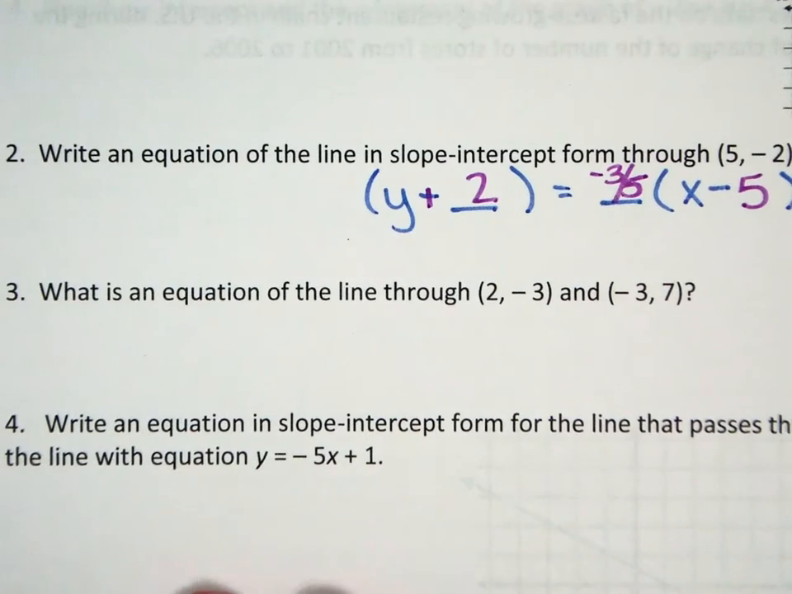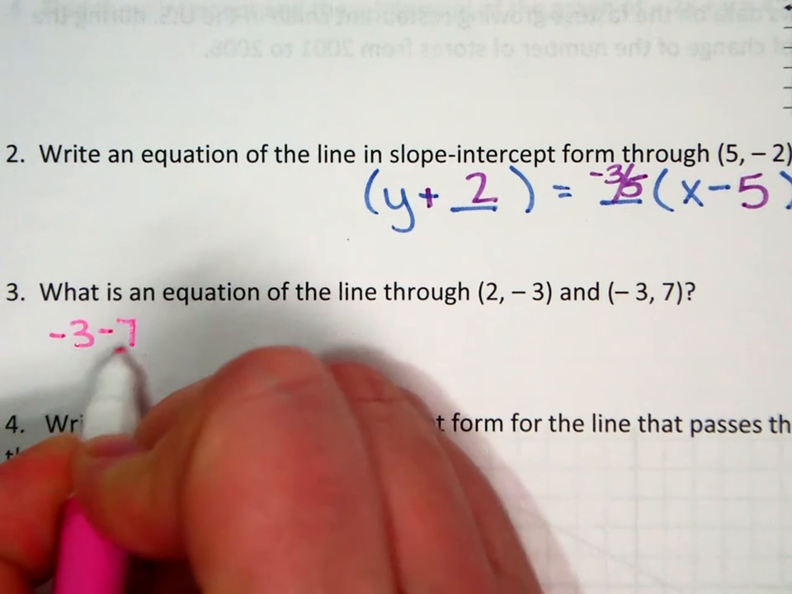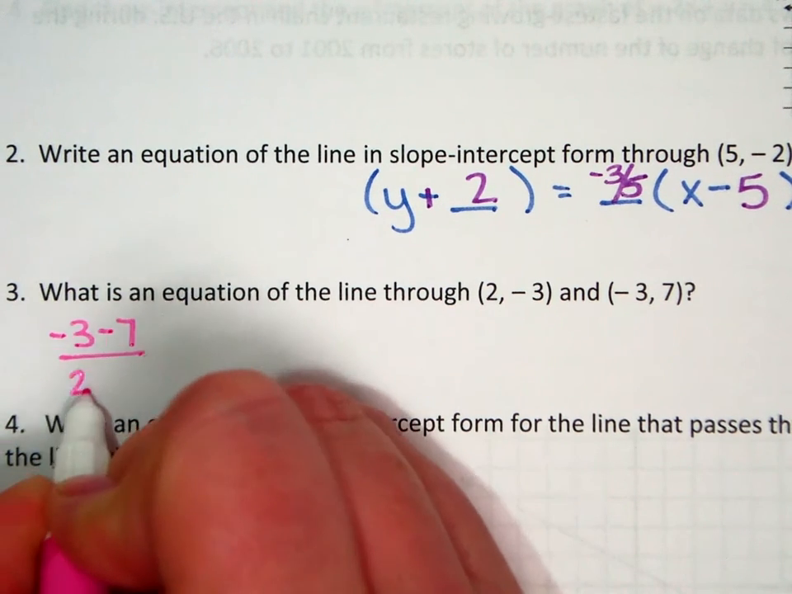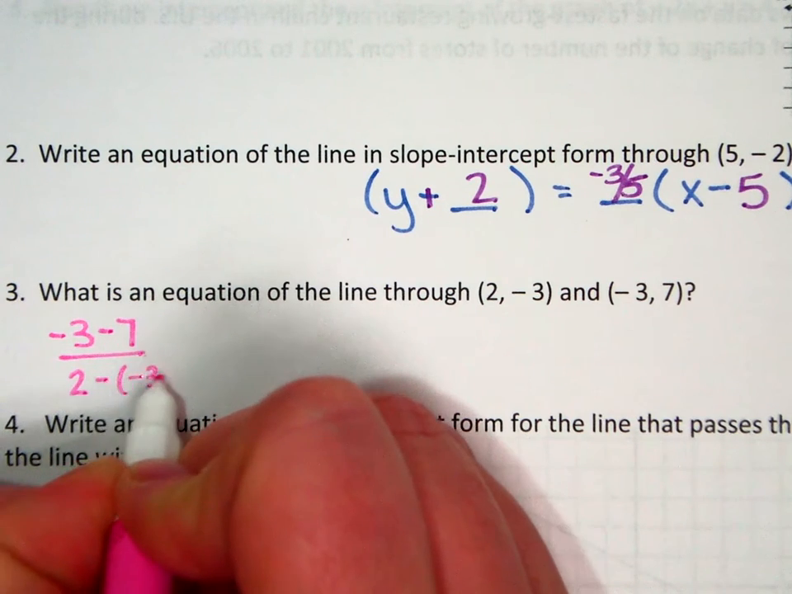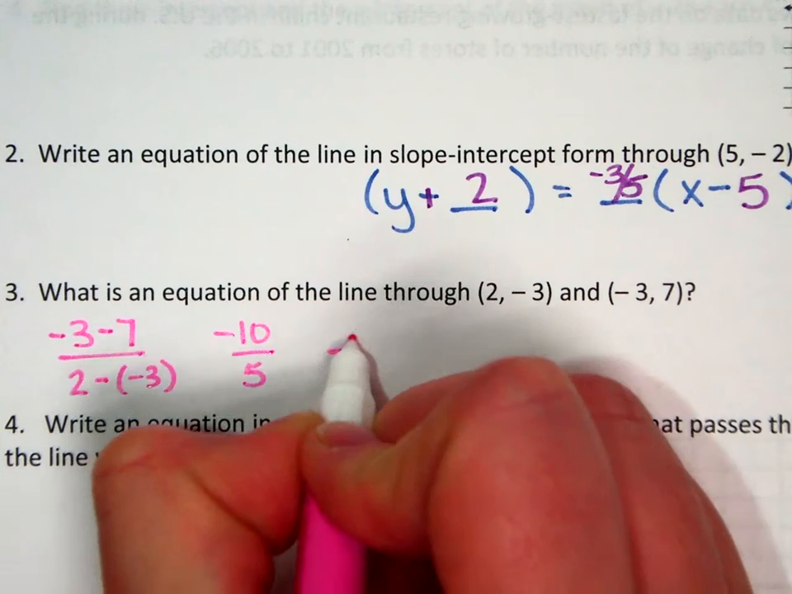To do it again, what's the equation of the line through these 2 points? I'm going to first find my slope. To find my slope, the y's are subtracted, and then the x's subtracted. So I get negative 10 divided by 5, which gives me negative 2.